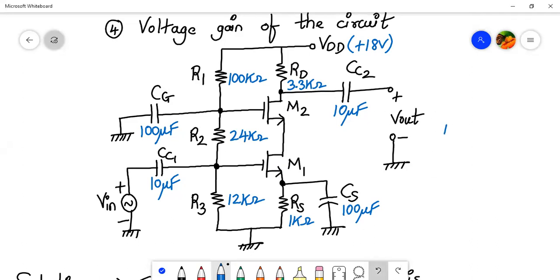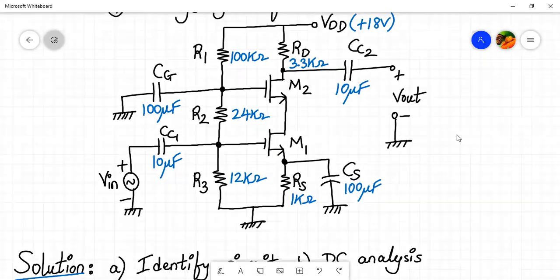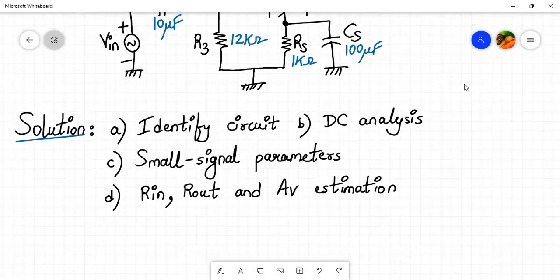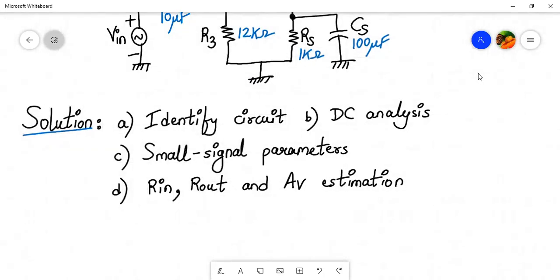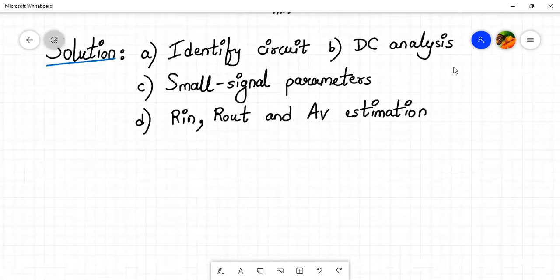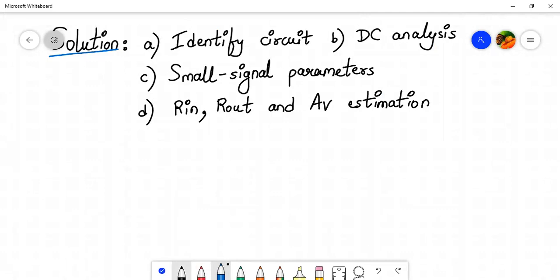So let's begin with our solution. First of all, we'll identify the circuit. We have already done that. Then we carry out the DC analysis. Then we find out the small signal parameters, draw the small signal equivalent circuit, and finally we'll estimate Rin, Rout, and the voltage gain. So let's begin with identifying the circuit.